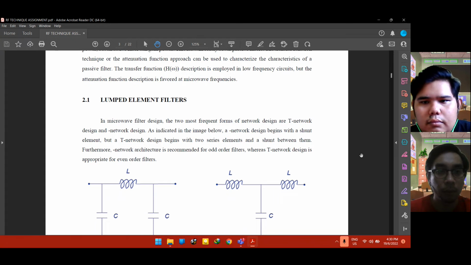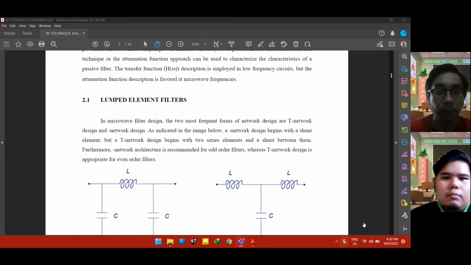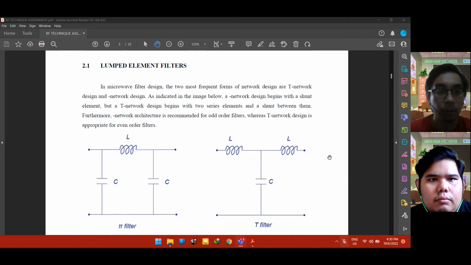Okay, for the lumped element filter, there are two types of filter, that is the pi filter and the T filter. So for our project, I will use the pi filter. Okay, next.